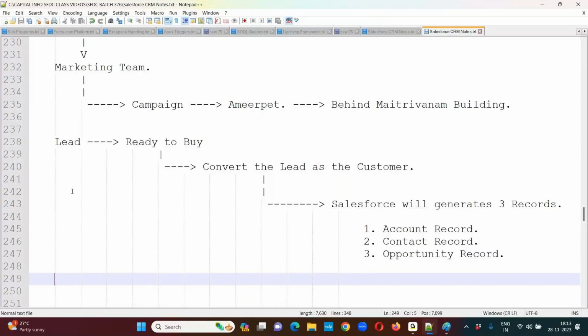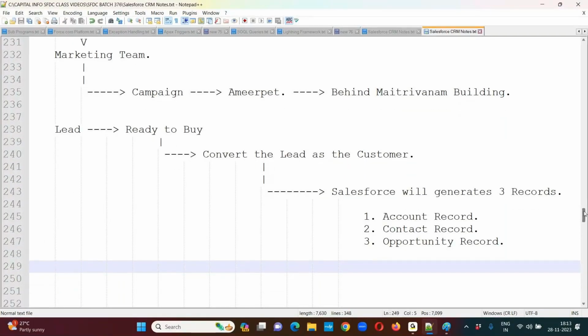Now you have to understand what the account record is and what it contains, what the contact record is and what it contains, and what the opportunity record is and what it contains. You should be aware of this. Now let me explain the account record first. First one, account record.